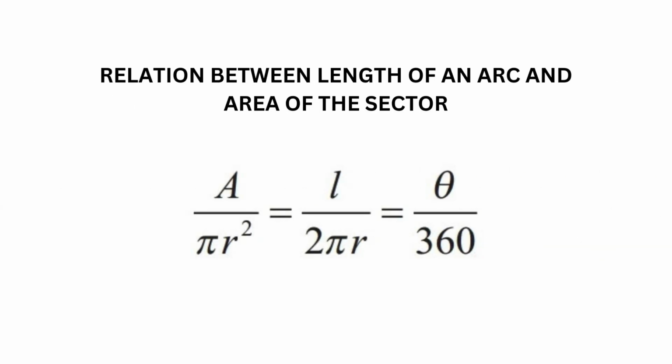Relation between length of an arc and area of the sector. This formula shows how the area, the arc length, and the central angle are all related by the same proportion. The full proportion: the fraction area A divided by pi r squared, the total area of the circle, equals the fraction arc length L divided by 2 pi r, the total circumference, equals the fraction theta divided by 360, the total angle. Direct recitation: A over pi r squared equals L over 2 pi r equals theta over 360.